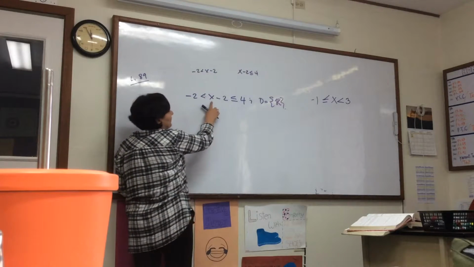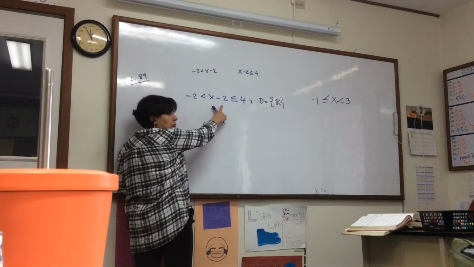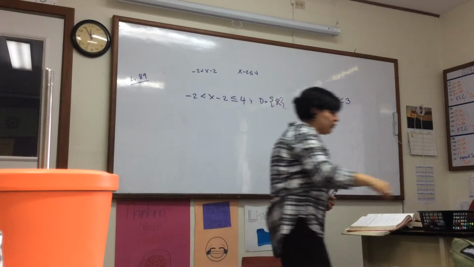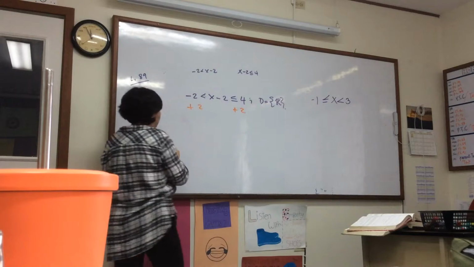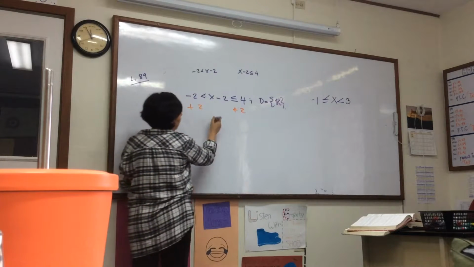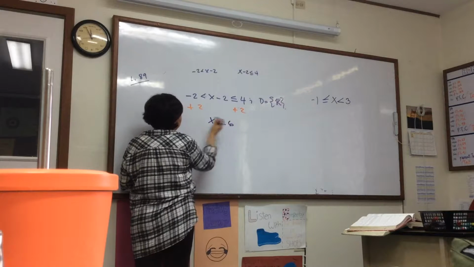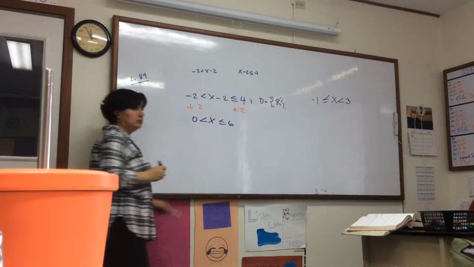So, I want to leave the x by itself, so that means I have to add a 2, correct? But I have to do it on both sides. So I add a 2 here, and I add a 2 here. So what I'm left with is x is less than 6, but greater than 0.